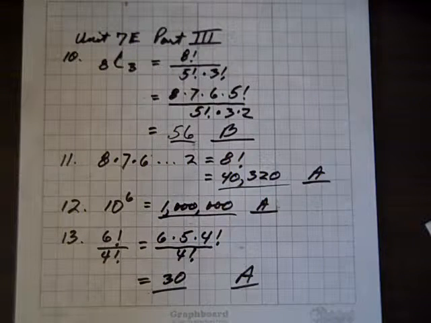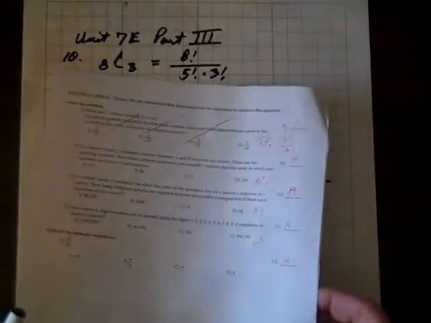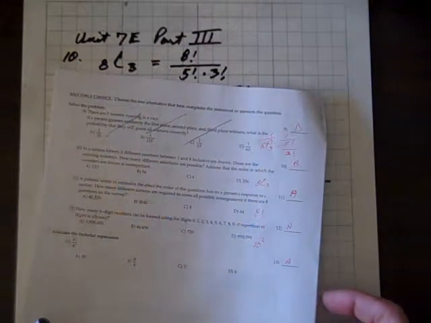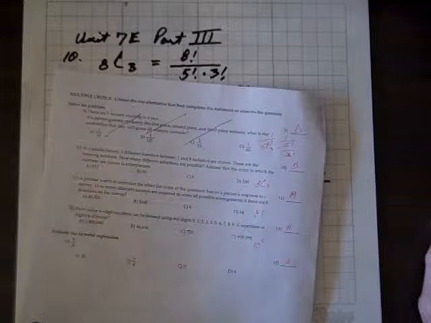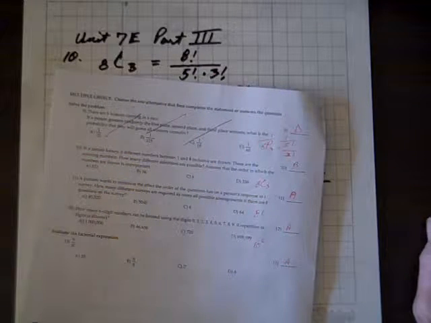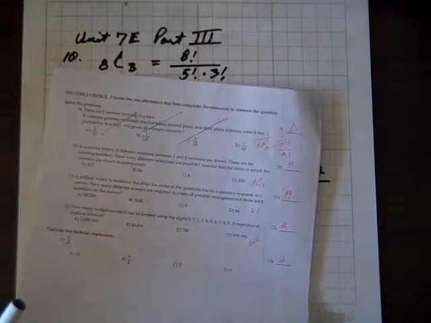Well, here we are with 7E part 3, and we're doing number 10. In a certain lottery, 3 different numbers between 1 and 8 inclusive are drawn. These are the winning numbers. How many different selections are possible? And assume that the order in which the numbers are drawn is unimportant.